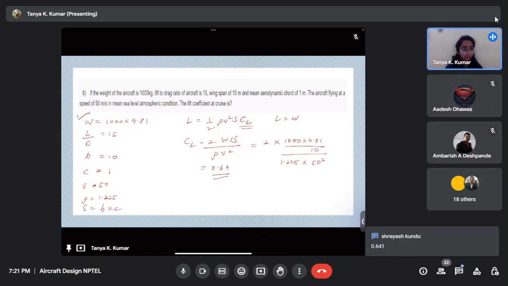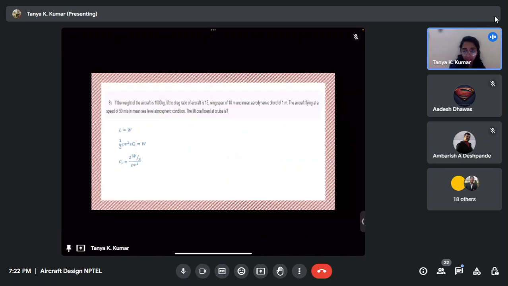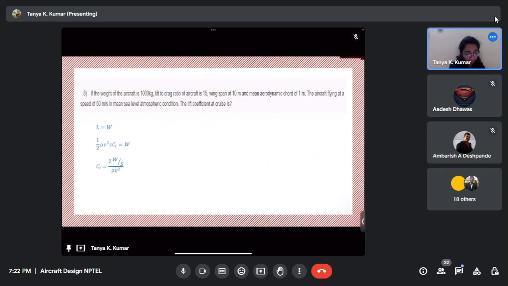Yes, okay. So when you get your answers somewhere greater than 1, just check again, because coefficient of lift is typically in this range, right? 0.5, 0.6, it's that range. So that's how you verify your answers. Also check the units. Even I think in the assignment there was some confusion. Please check the units. Okay, so these are the formula that we used.